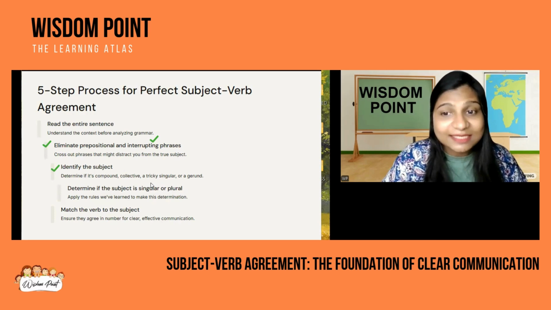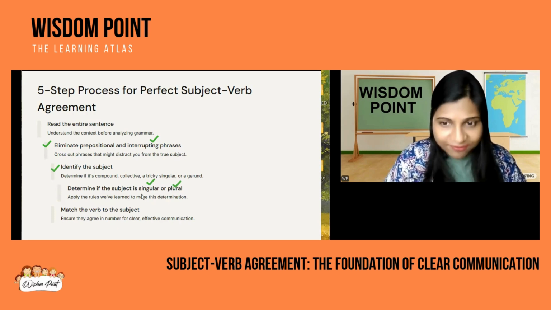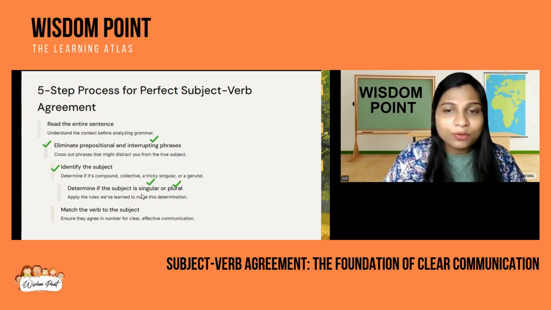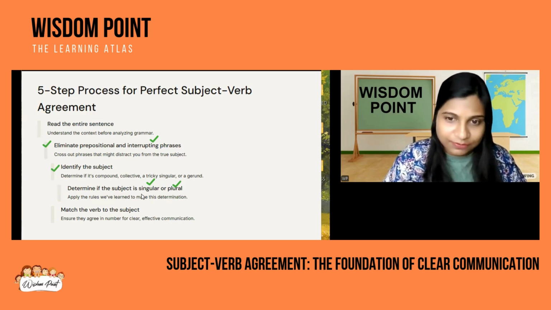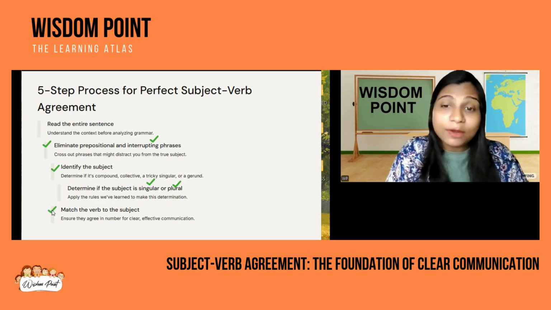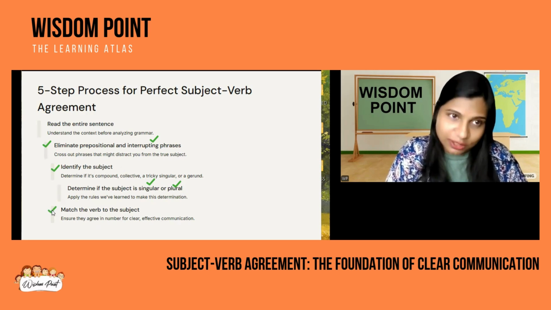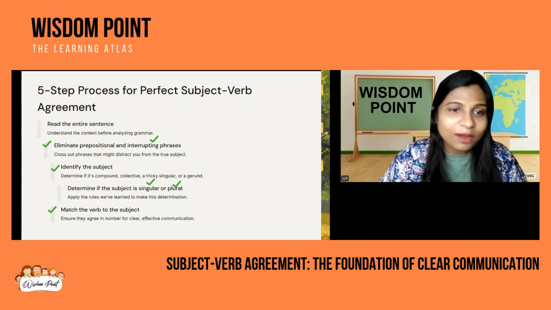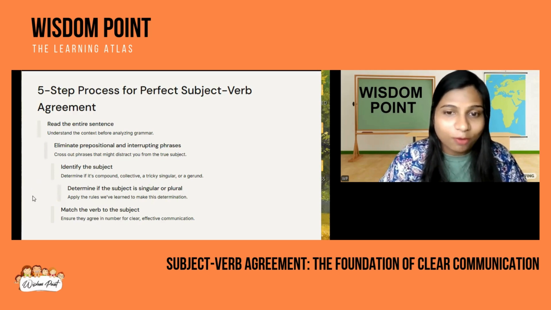See whether the subject is singular or plural. If it is singular, it will take the singular verb. If it is plural, it will take the plural verb. So subject and verb will always match in number. So match the verb to the subject. Ensure they agree in number for clear, effective communication. Right? So again, this is all about our subject verb agreement. This is how you need to get the hold of it.